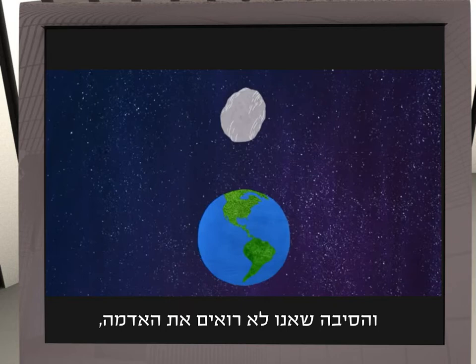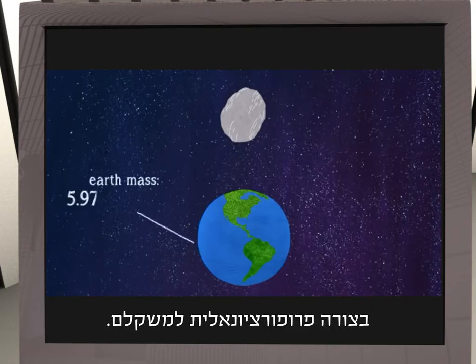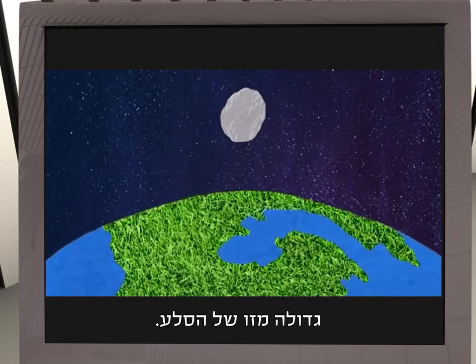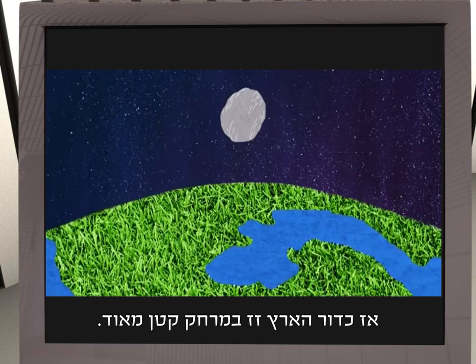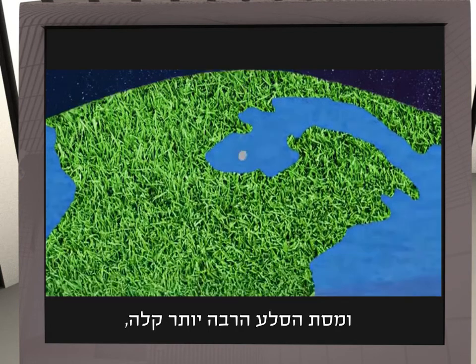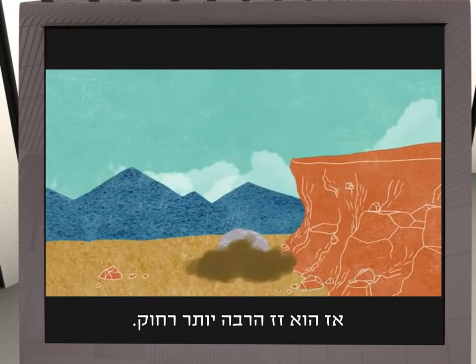And the reason you don't see the earth fall up to meet the rock is because the objects move towards each other proportionate to their respective masses. The earth is much, much, much more massive than the rock, so it moves a very, very small distance. And the rock is much less massive, so it moves farther with respect to the earth.